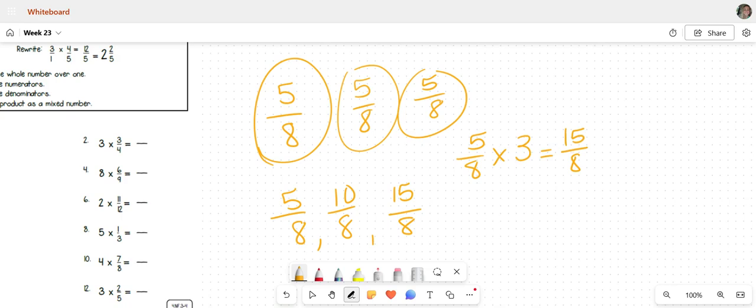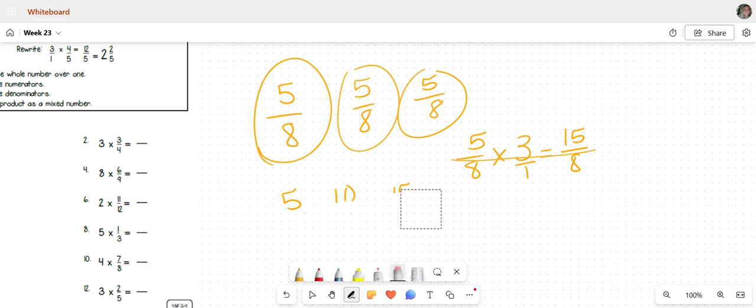So what we're doing when we're multiplying our fraction times a whole number is we're going to put the number 1 underneath our whole number, and we're going to multiply across. Next thing, should I leave my answer as an improper fraction? And the answer is no. But we will get to that in just a second.